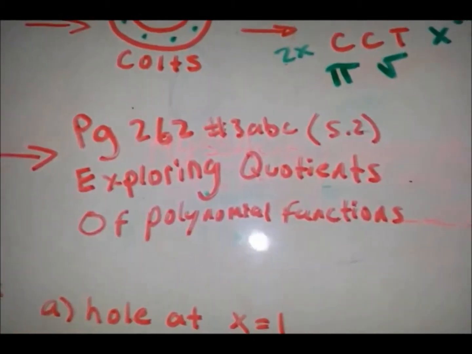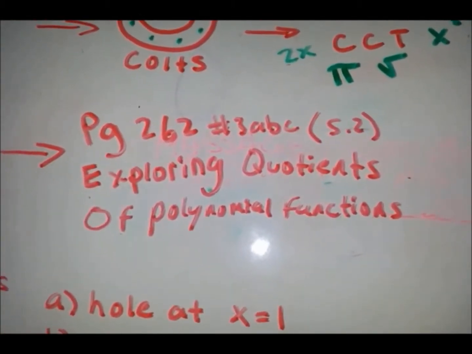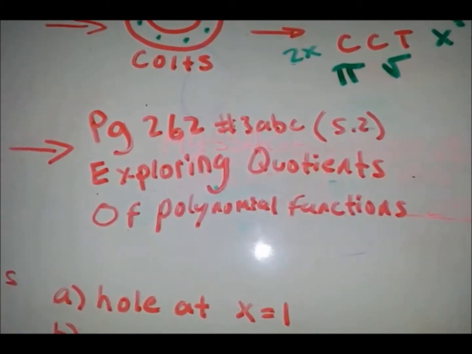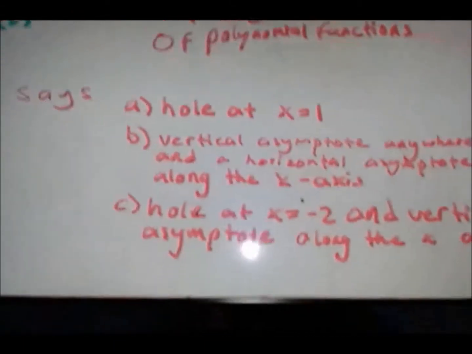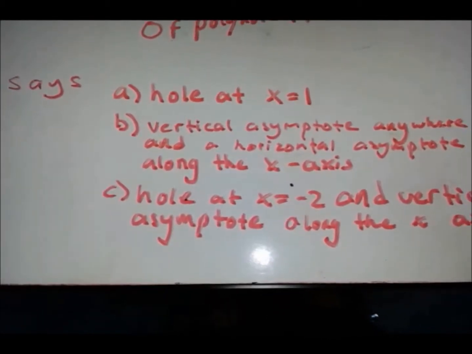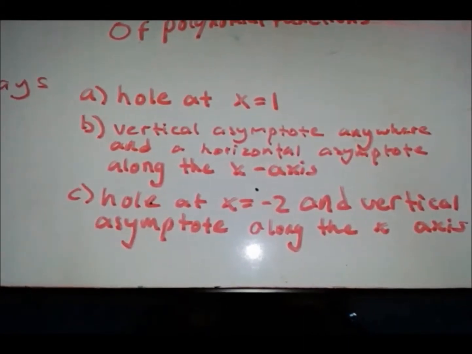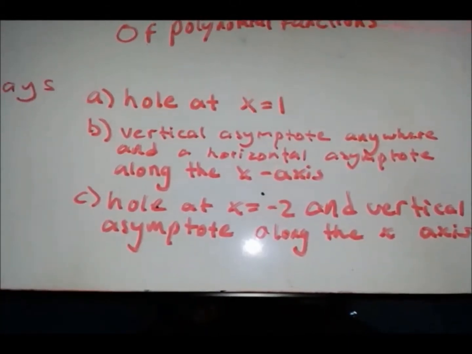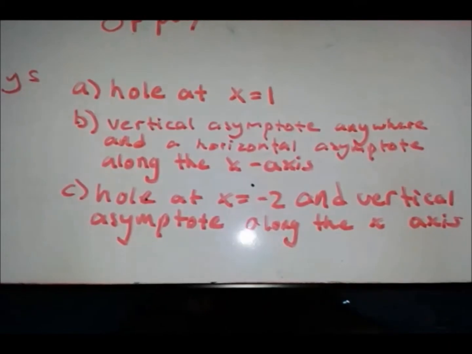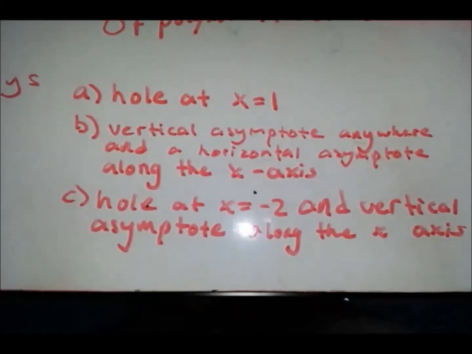My question concerns lesson 5.2, exploring quotients of polynomial functions, page 262, number 3, A, B, and C. My question says, write an equation for rational functions with the properties as given. A, hole at x equals 1. B says vertical asymptote anywhere and a horizontal asymptote along the x-axis. C finally says hole at x equals -2 and a vertical asymptote at x equals 1.